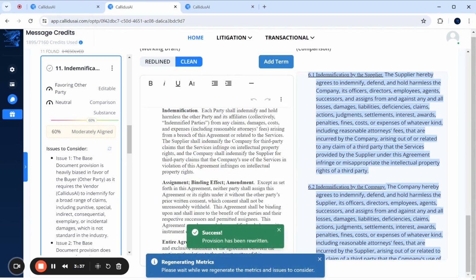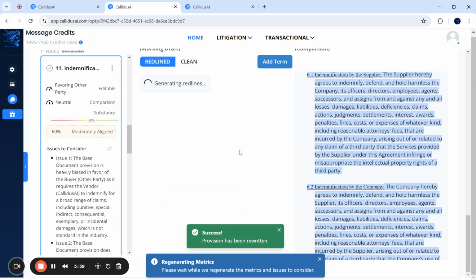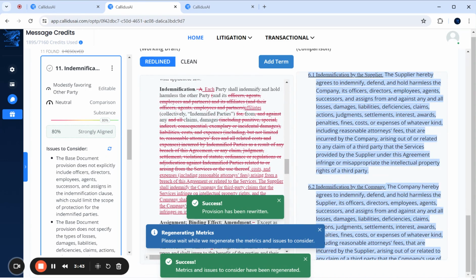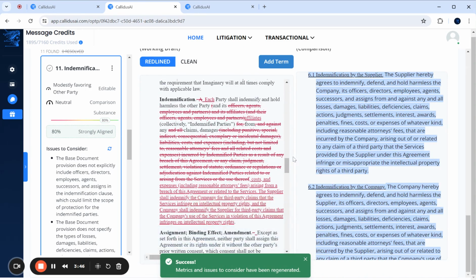Let's click accept. And if we come up to see the redline contract, you'll see the red line pop in just like we would expect it. And then once we download the Word contract, the red line would appear just as we would expect it to appear.